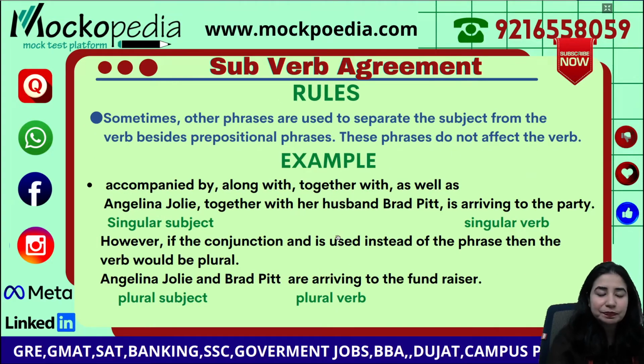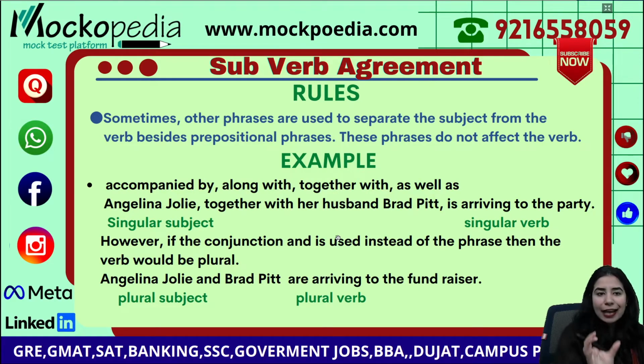Let's move ahead. Now, at times we have a subject which is singular in nature combined with another noun by using a phrase. So how does this work? Let's try and understand. Take the statement Angelina Jolie, and we are combining it with Brad Pitt. Whenever we use these four phrases, please note them down: accompanied by, along with, together with, as well as. It's not going to impact our verb.